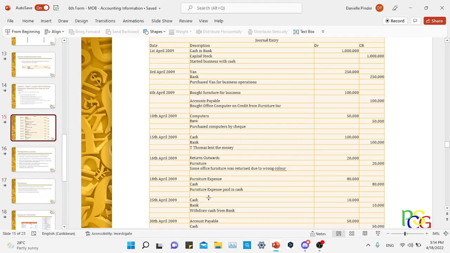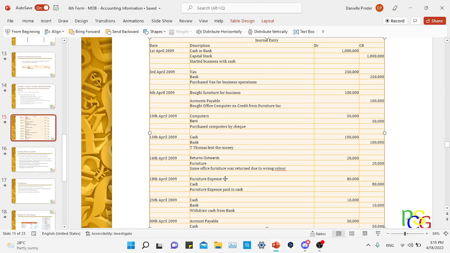Because as I said before, the furniture is something that we bought. Even though it is an asset, it is still an expense, because we had to use our money to purchase it. So it is seen as an expense. That is why I had a furniture expense. I feel like I kind of forgot that there are accounts that could be named like that.